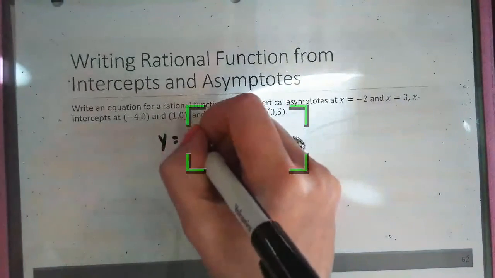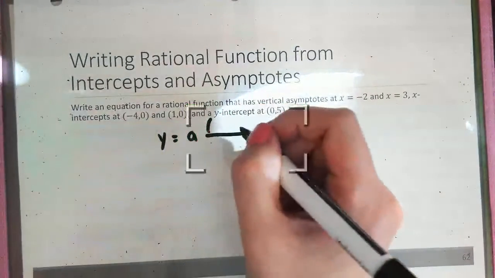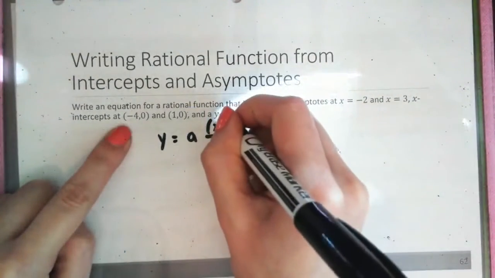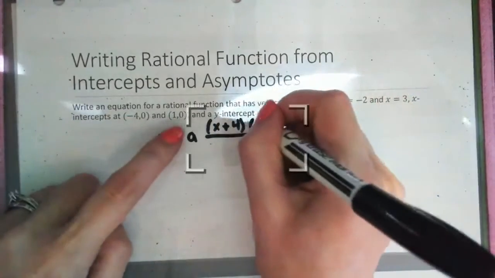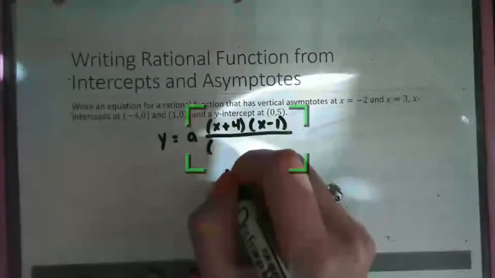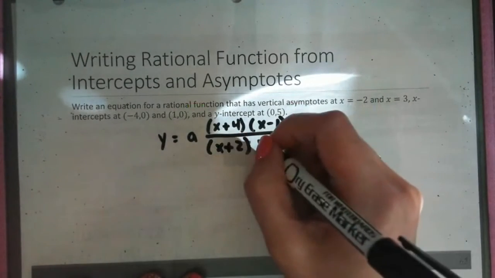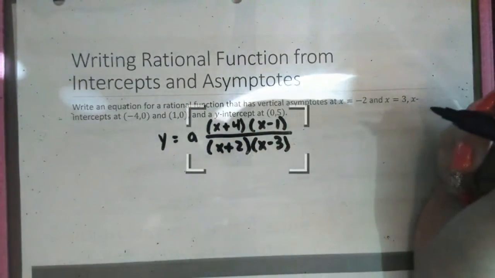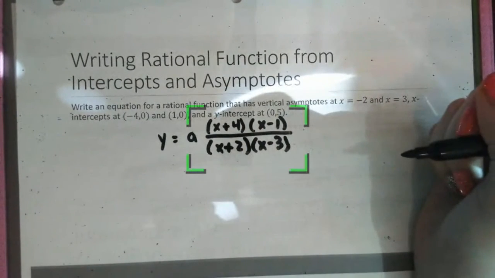We're going to start off with y equals a times a fraction. In our numerator, we put x minus our x-intercepts. So x minus a -4 becomes x plus 4, and then x minus 1. In the denominator, we put x minus our vertical asymptotes. X minus a negative 2 becomes x plus 2, and then x minus 3. Now we need another point to allow us to solve for a. That's why they gave us the y-intercept.